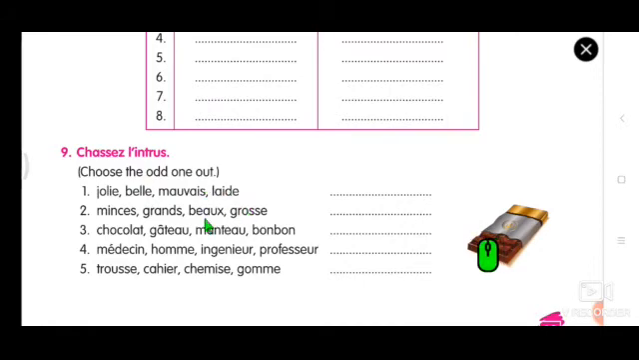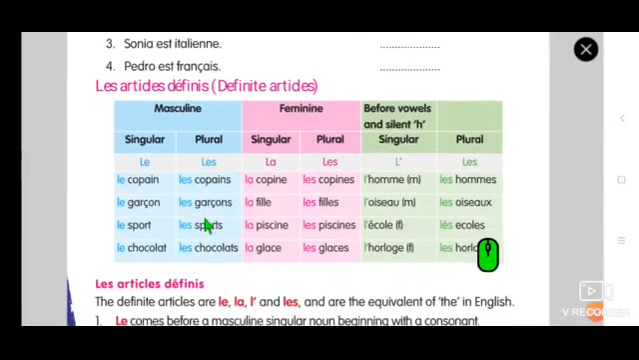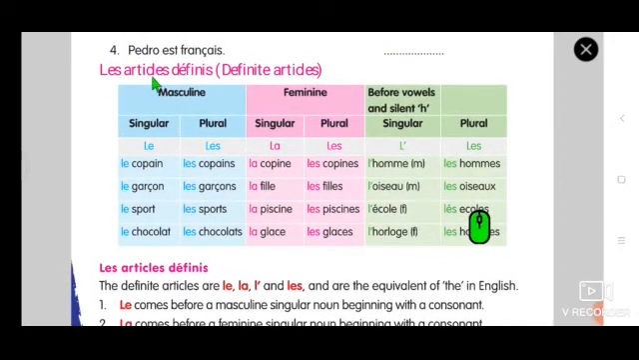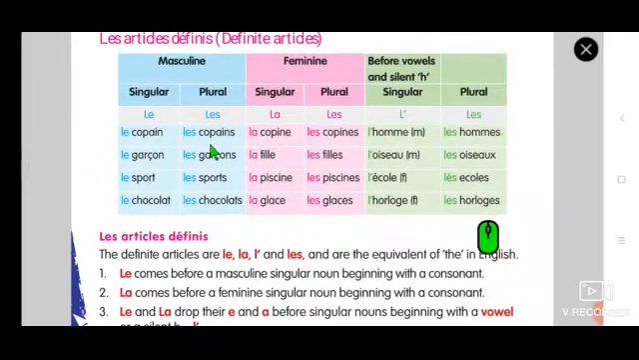Now let's move to lesson 6. In lesson 6, the exercise is full of masculine articles, the définis. I will make it simple. Masculine is le, feminine is la, and before a vowel it is l apostrophe. Whenever it is plural, it is common: les. Either masculine plural or feminine plural, it is les. If you have a pencil, mark here: le, la, l apostrophe, les. Those are the four words you have to remember.